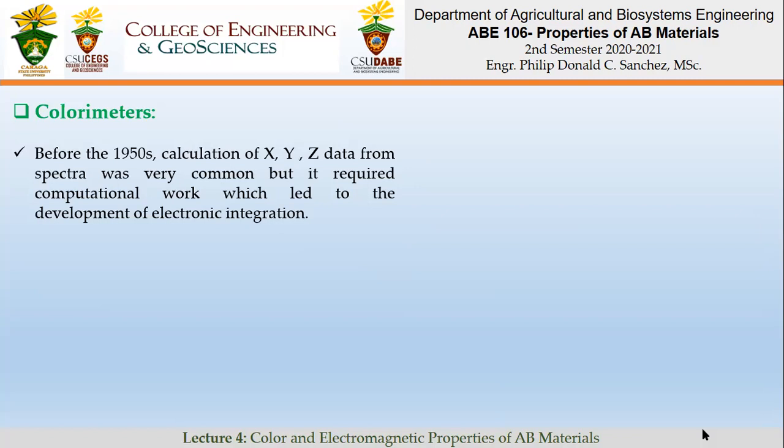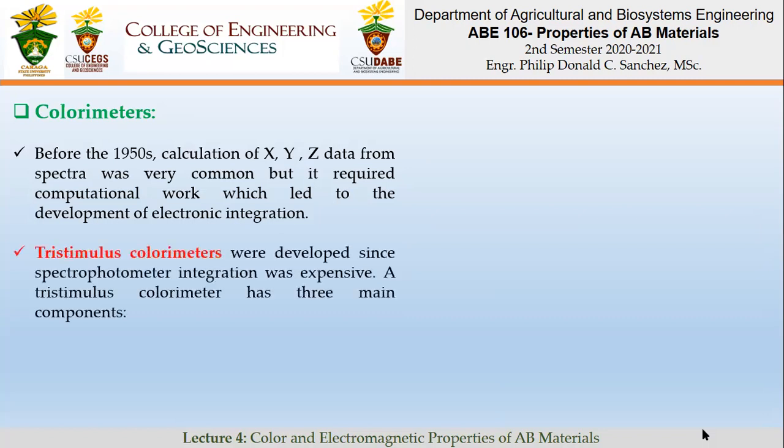So for the colorimeters, it will also measure the X, Y, and Z sections of that particular product, and then for the X, it will get the color characteristics, and Y and Z, and then the averaging method.